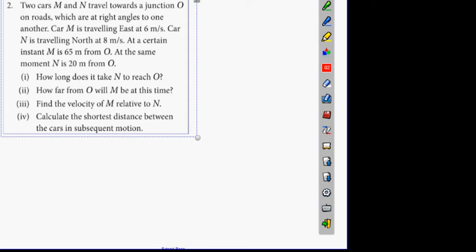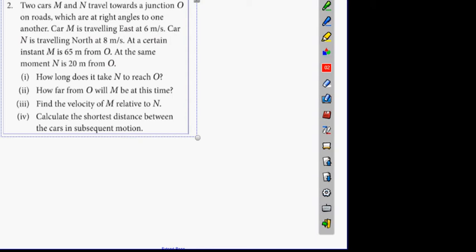How long does it take N to reach O? How far from O will M be at this time? Find the velocity of M relative to N. Calculate the shortest distance between the cars in their subsequent motion.